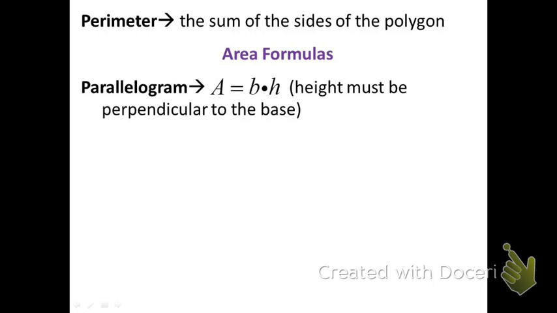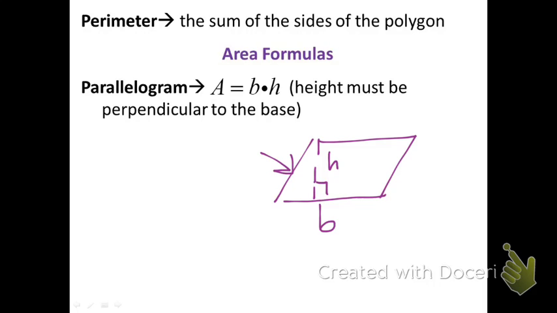And then we have some area formulas. The first one we'll talk about is a parallelogram. And remember that a parallelogram takes on this shape. Opposite sides are parallel. We call this bottom side the base, but the height has to be perpendicular. So this is our height, not the side length here. You will need that side length to find the perimeter, but not to find area.